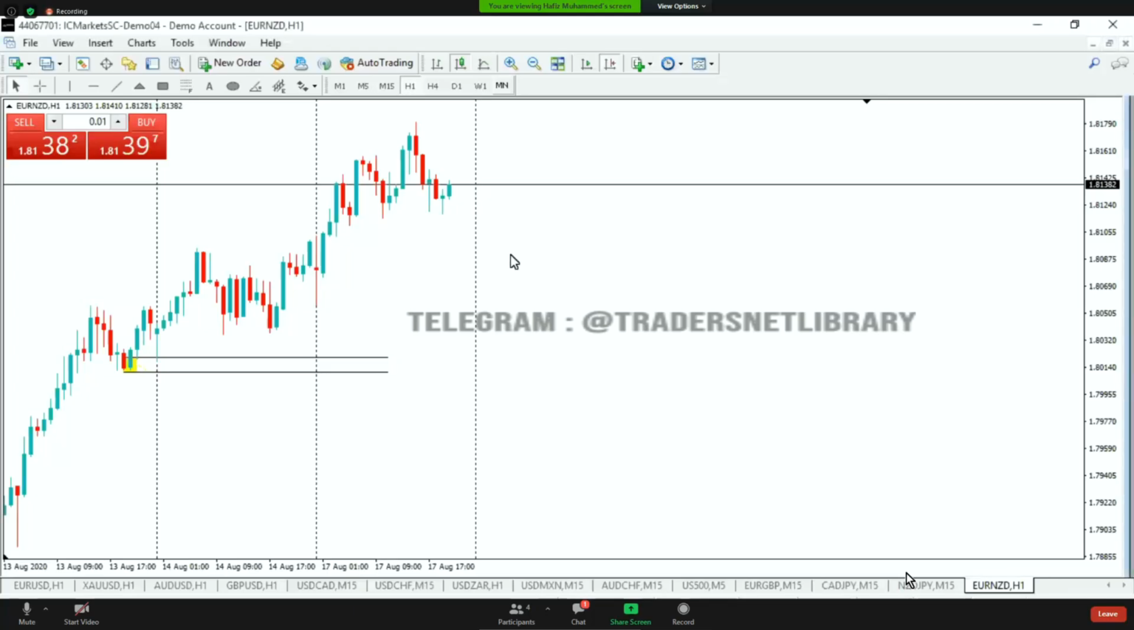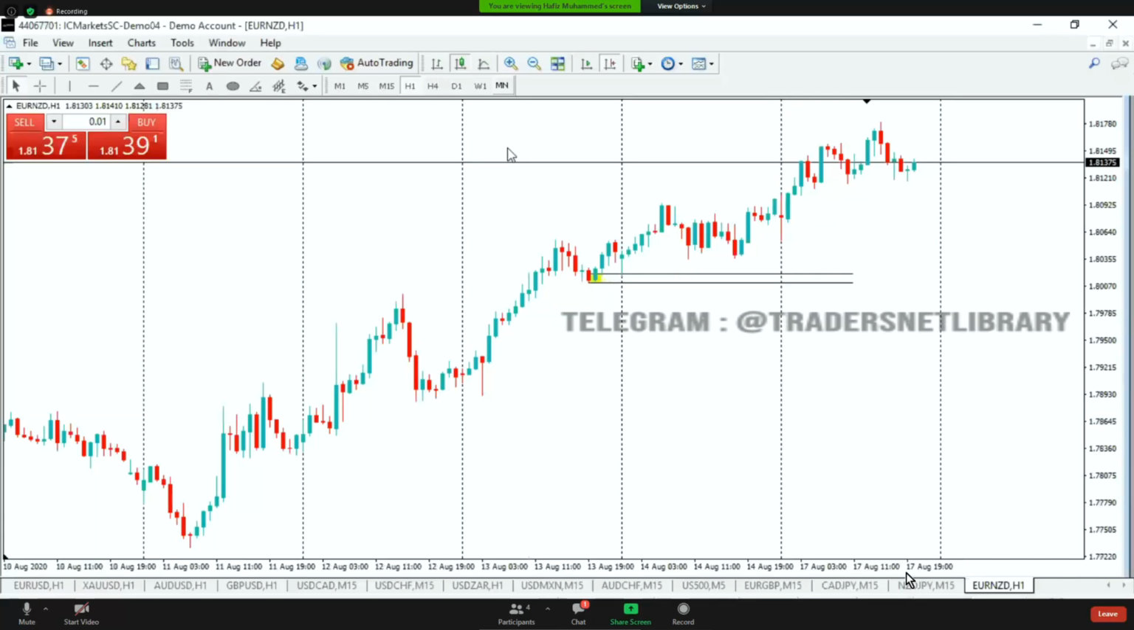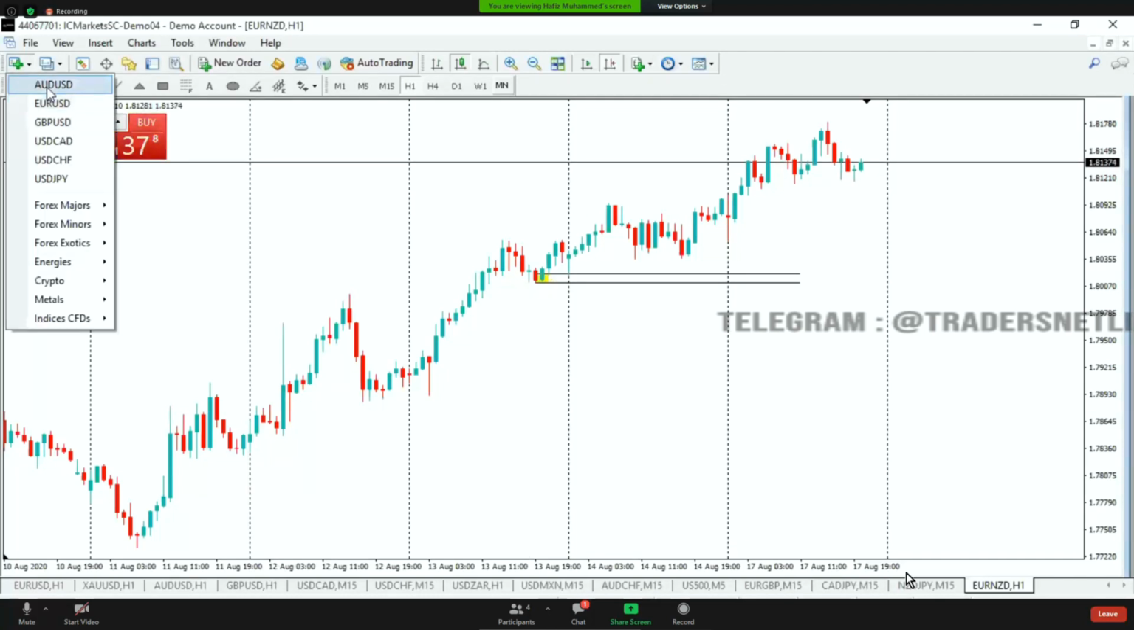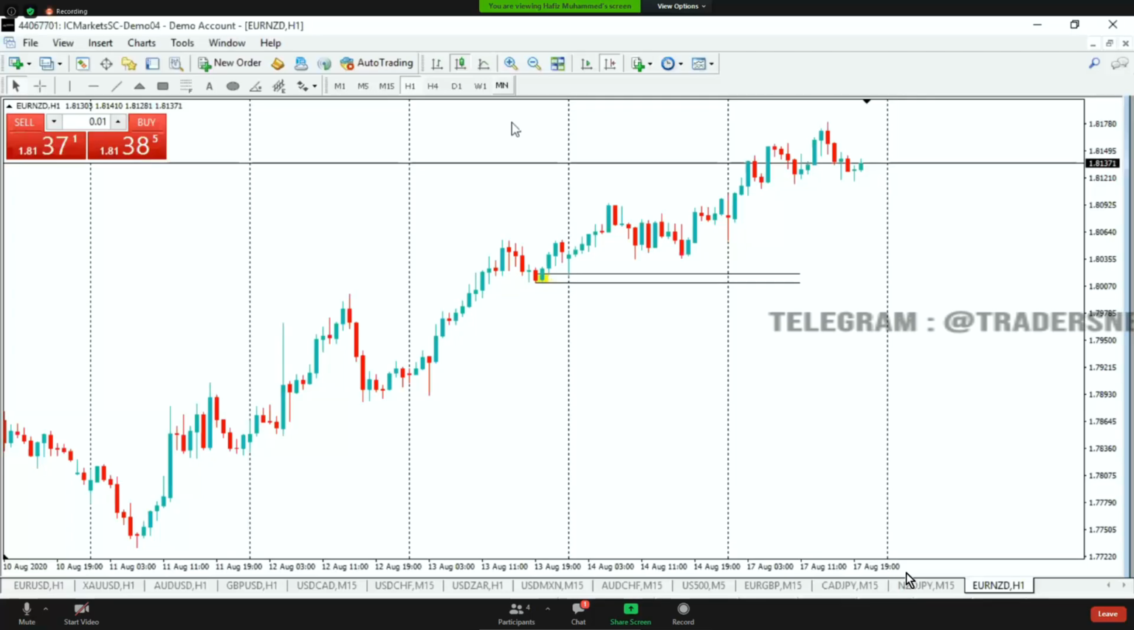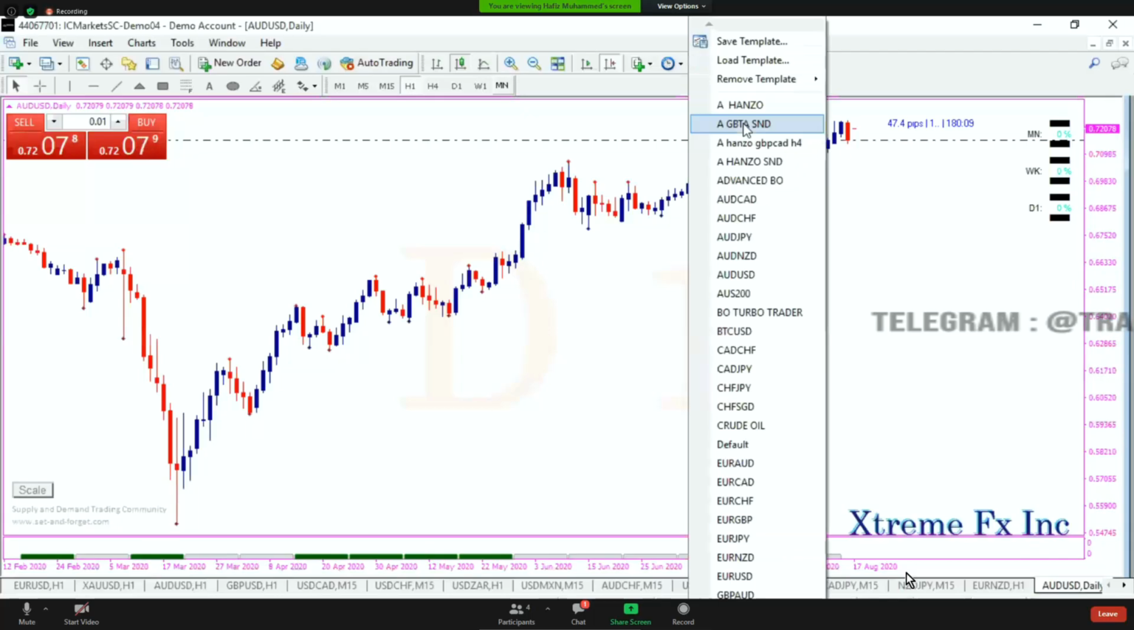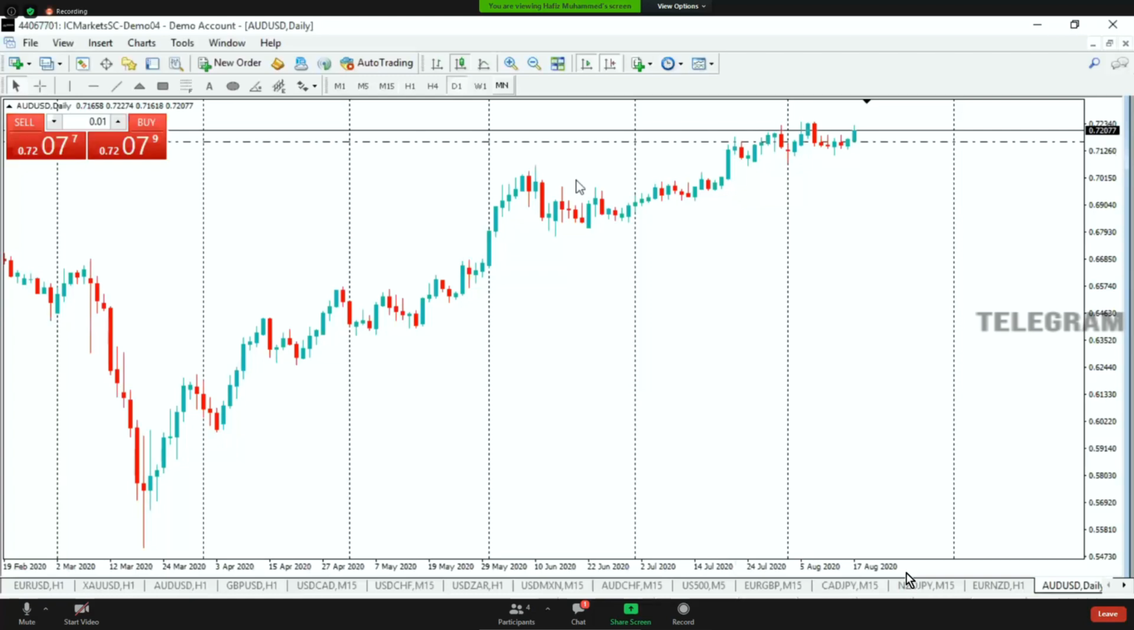So this is the chart. Got to start with a plain chart. Let me start with AUD USD. So basically, this is what we do. You're all seeing my chart? Yes.